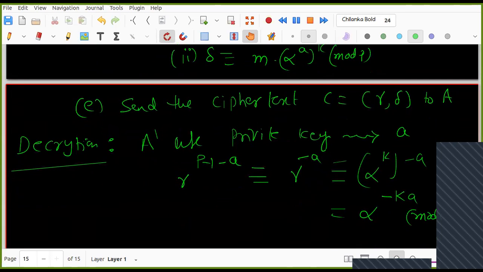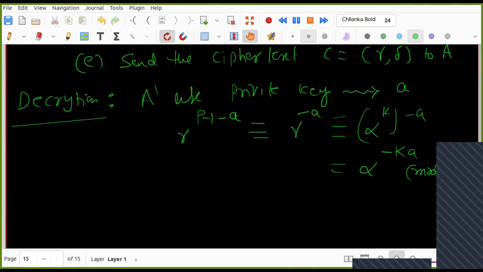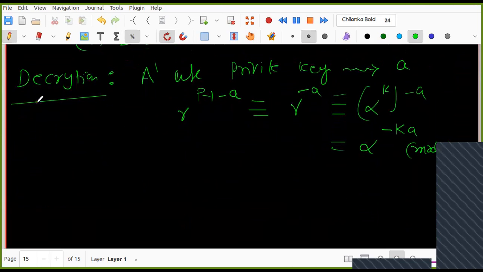Now A knows a, so he is using power minus a. Gamma power minus a, he does that. That becomes alpha power ka. But how do you get m now? Can you guess? M is equal to what? You have to come up with it. Delta into alpha minus k. Yeah, but that is gamma power minus a.